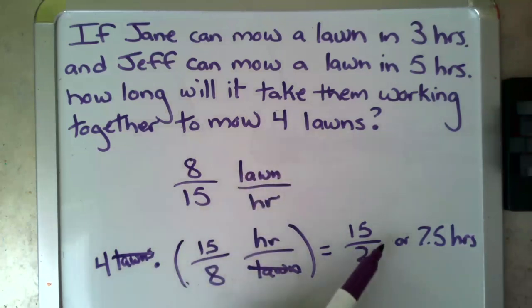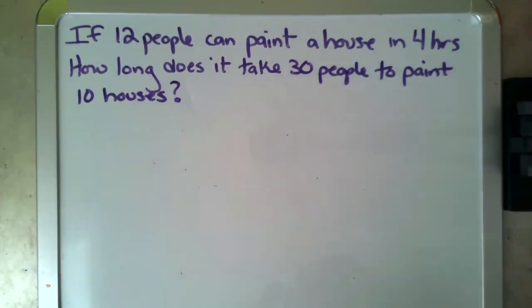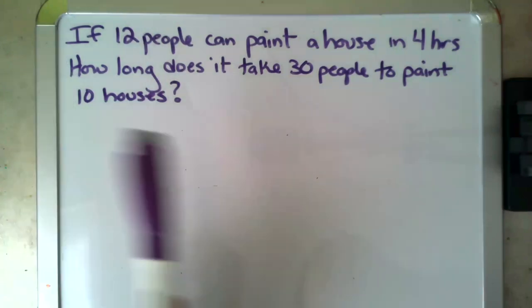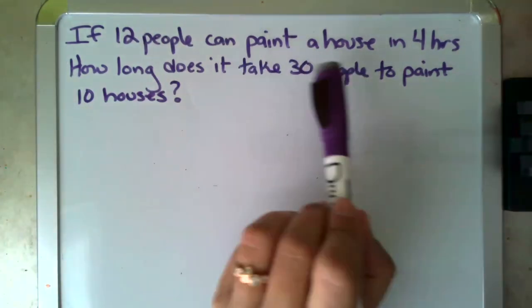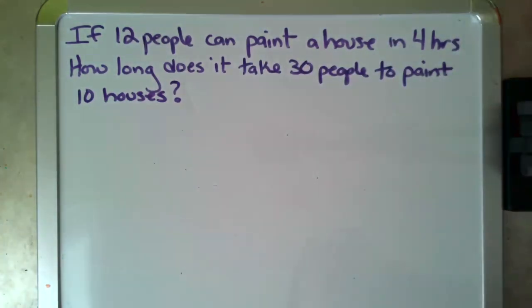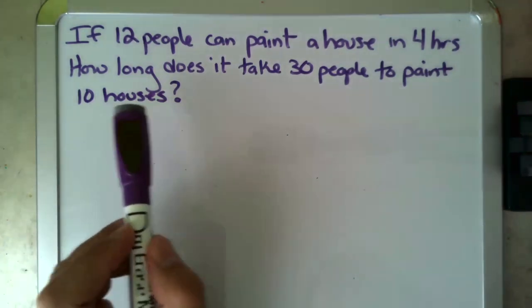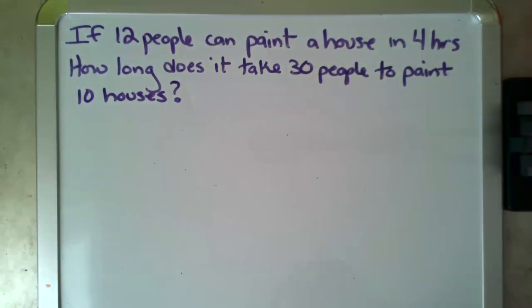So this question says, if 12 people can paint a house in 4 hours, how long does it take 30 people to paint 10 houses? Okay, there are a bunch of different ways that we could approach this. We have 3 elements. We have 12 people, we have 1 job, and then we have 4 hours. And then they're asking us to change the number of jobs they complete and the number of people doing the job. So let's consider here.